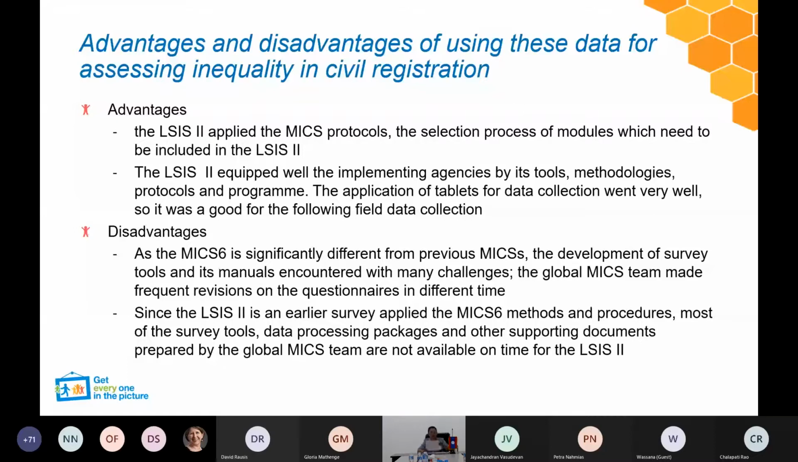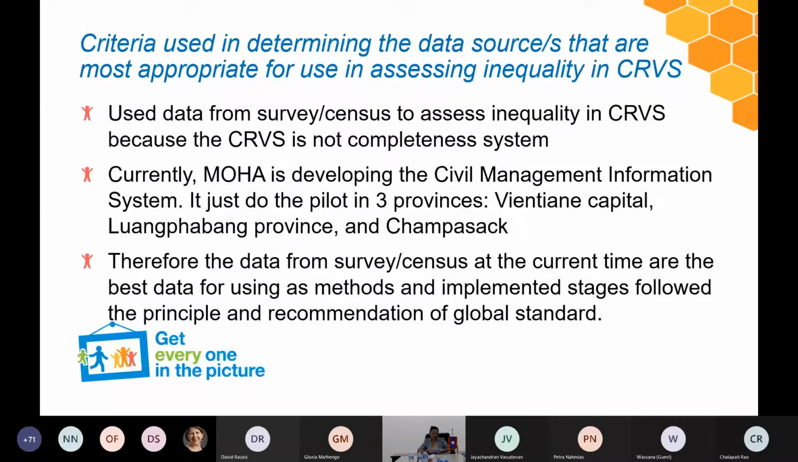So for the criteria used in determining this, we use data from the survey and census to assess inequality in CRVS, because CRVS is not really a complete system in our country yet. Currently, MOHA, the Ministry of Home Affairs, is developing the Civil Management Information System. It is just being done as a pilot in 3 provinces: Vientiane Capital and two other big provinces, Luang Prabang and Champasak. Therefore, data from the survey and the census are, at the current time, the main data that we use, with methods and implementation stages following the principles and recommendations of the global standard.